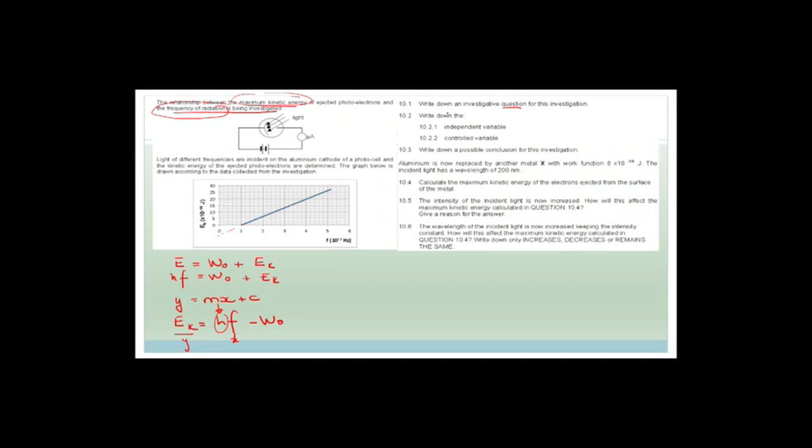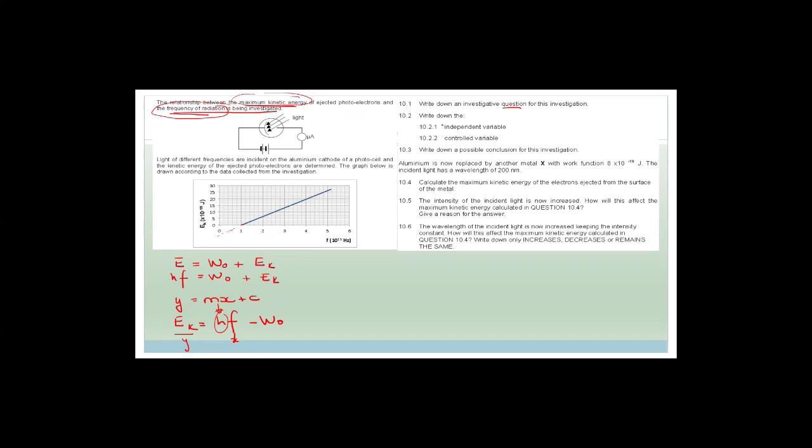So your investigative question could be something along the lines of, how will the maximum kinetic energy be affected by the frequency of the radiation? Or you could have written, will the maximum kinetic energy increase if the frequency of the radiation increases? Or does it decrease, or is it proportional, or something like that? But you have to ask a question, and you have to relate the two variables, which are your frequency of radiation and the maximum kinetic energy.